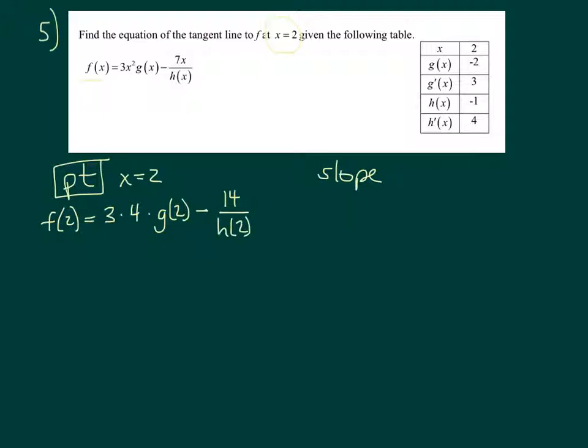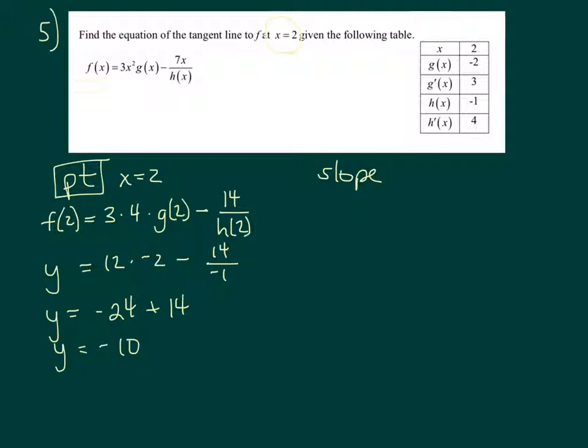Again, here's where we pull out from our table. So 3 times 4 is just going to be 12 times g of 2. Looking over here at the table, g of 2 is in fact negative 2. So 12 times negative 2 minus 14 divided by h of 2, which would be negative 1. So 14 divided by negative 1. This is negative 24, and then this would be plus 14, so y would be negative 10. So our x is 2 and our y is negative 10.